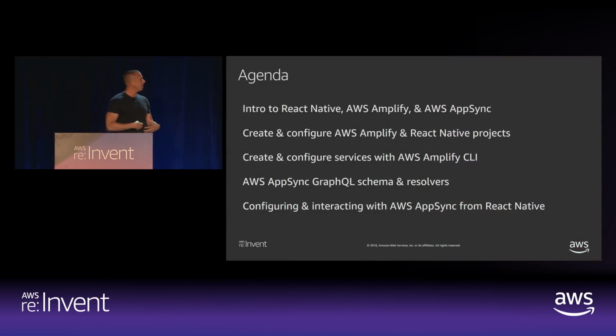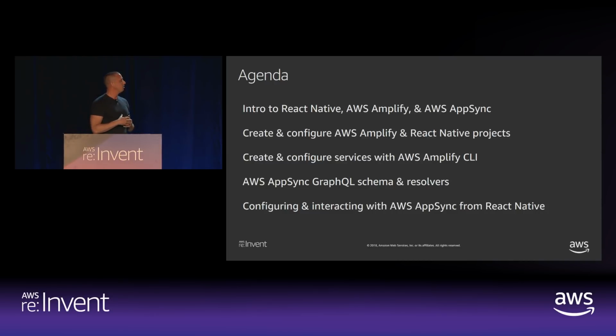We're going to be talking about just a quick intro to React Native. We're going to do an intro to AWS Amplify and AWS AppSync as well. We'll look at how to create and configure an AWS Amplify project and create a new React Native project. We'll look at how to create and configure services with the AWS Amplify CLI. That's what we're going to be using in our demo to create the AppSync service. We'll look at another way, which is directly through the AWS console as well. And we'll talk a little bit about GraphQL and AWS AppSync, about schemas, resolvers, and some of the stuff that goes on under the hood and what you might need to know if you're going to be building anything with AWS AppSync.